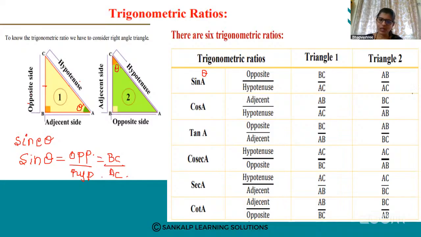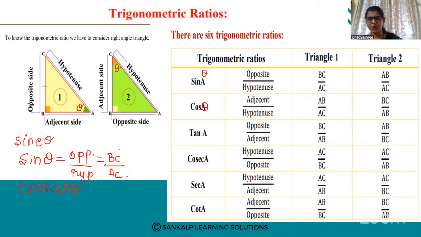Okay. Next one, cos A. Cos A means what? Cosine A. Actually it is cosine A, and in short form we say cos A. A means here it is theta. So let us say cosine theta. If you want, you can take it as theta. Cosine theta, in short form, we say cos theta.